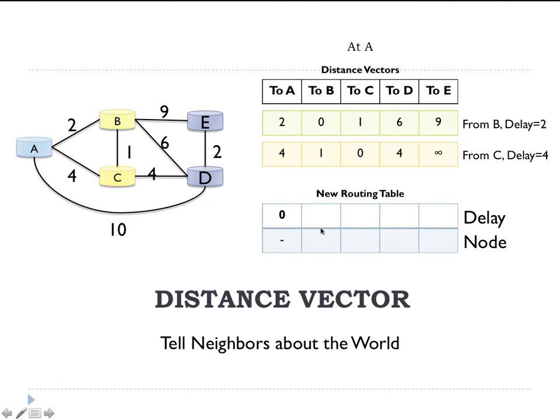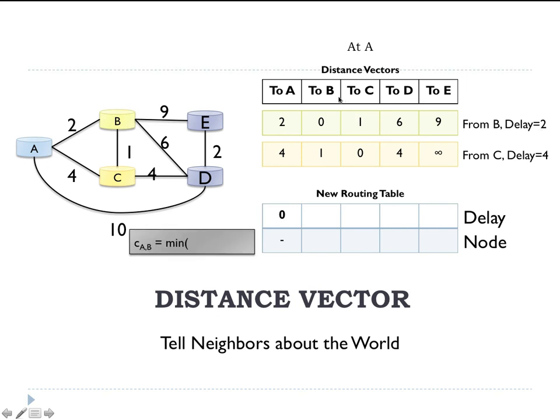All right, so our first real question is what goes in this column, which is how do we get to B? Well, I can get to B through B at a cost of 0 from B plus the cost to get to B, which is 2. I'm using delay instead of cost. We probably should say cost. So I can get to B through B in 2.